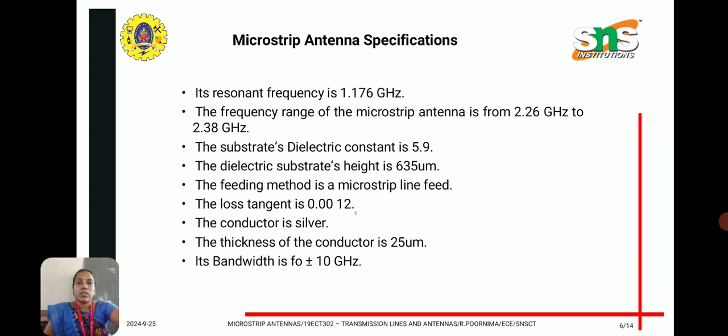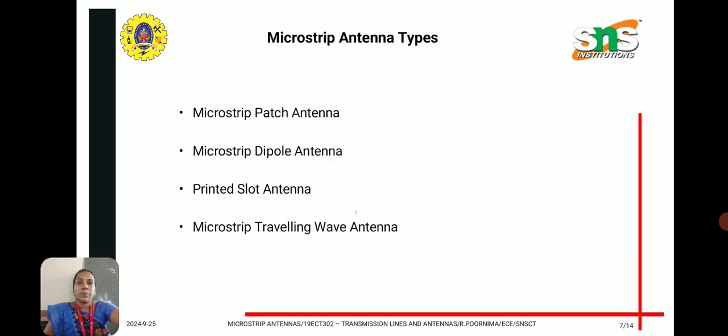The conductor is silver, the thickness of the conductor is 25 micrometer and the bandwidth is plus or minus 10 GHz. And the types of microstrip antenna are: the microstrip patch antenna, microstrip dipole antenna, printed slot antenna and microstrip traveling wave antenna.